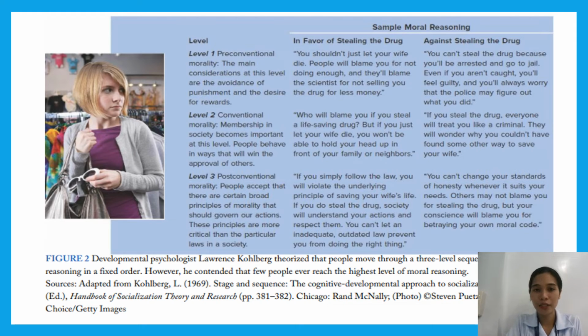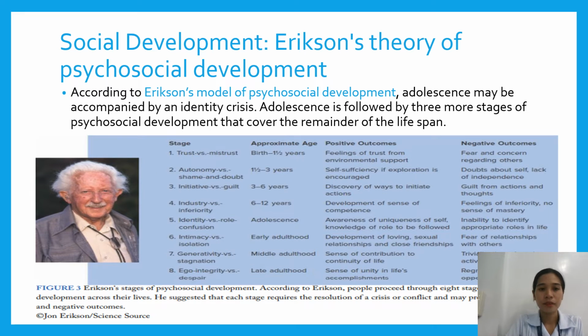Next is the simple moral reasoning. Level 1, pre-conventional morality. Level 2, conventional morality. Level 3, post-conventional morality. Next is the social development, Erikson's theory of social development. According to Erikson's model of social development, adolescence may be accompanied by an identity crisis. Adolescence is followed by three more stages of social development that cover the remainder of the lifespan.